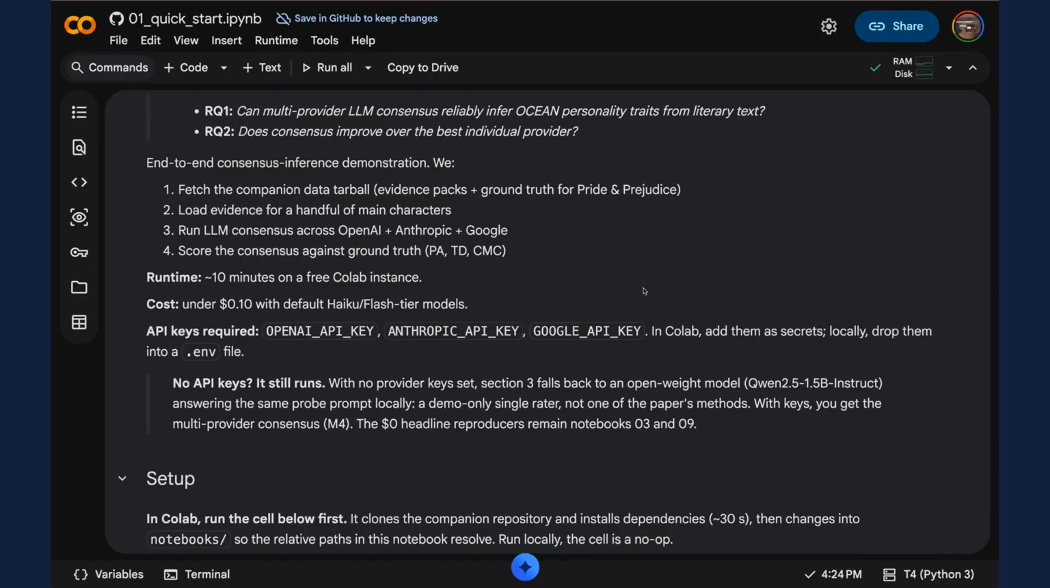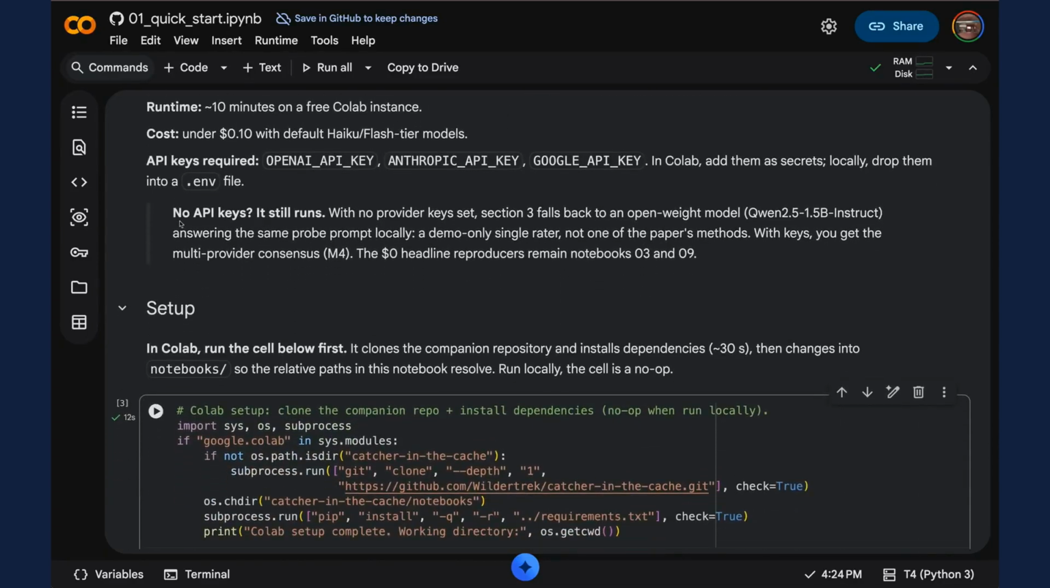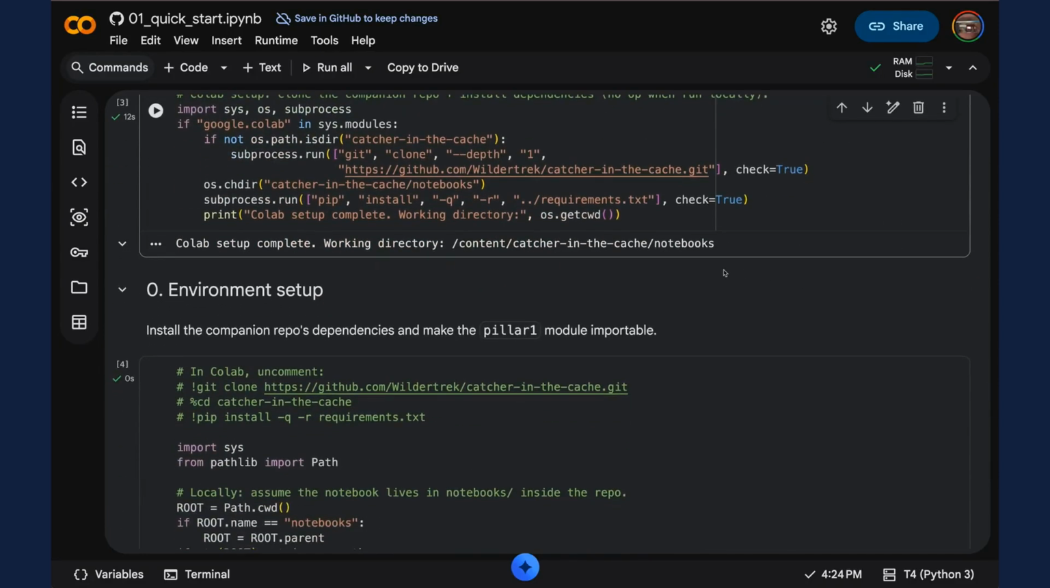And note the box at the bottom. No API keys, no problem. With no keys set, the notebook falls back to an open weight rater, Qwen 2.5, answering the same probe prompts locally. Keys are optional. The setup cell clones the companion repository and installs dependencies, about 30 seconds in Colab, and a no-op if you run locally from the repo.